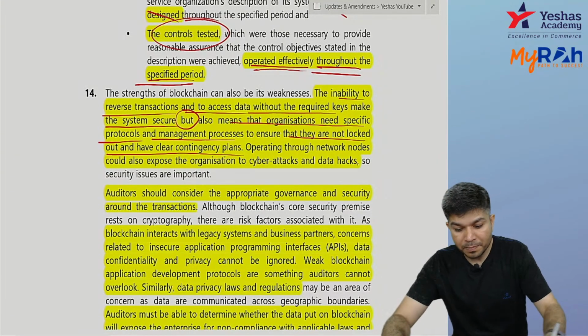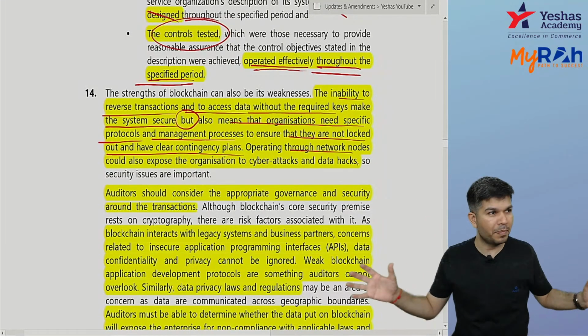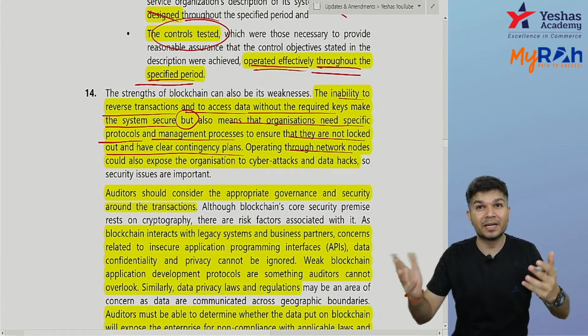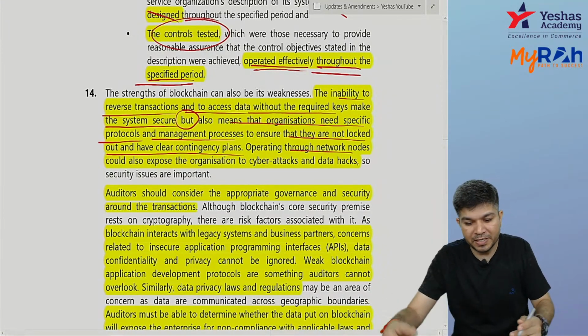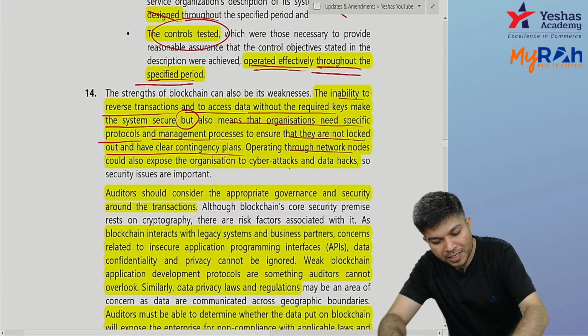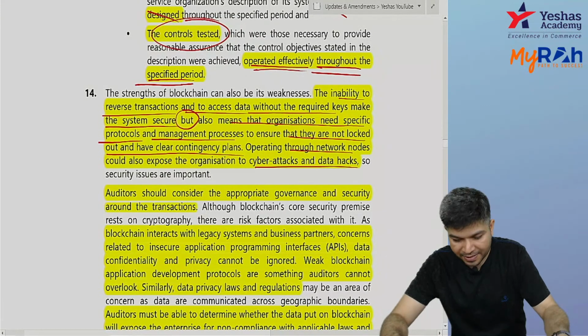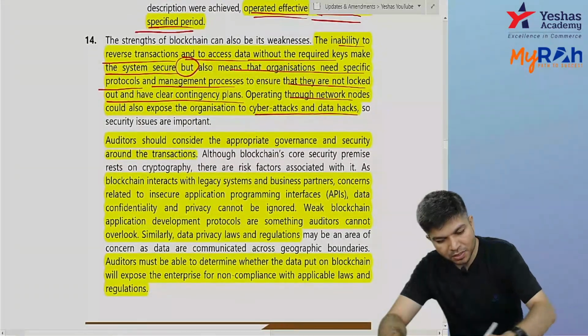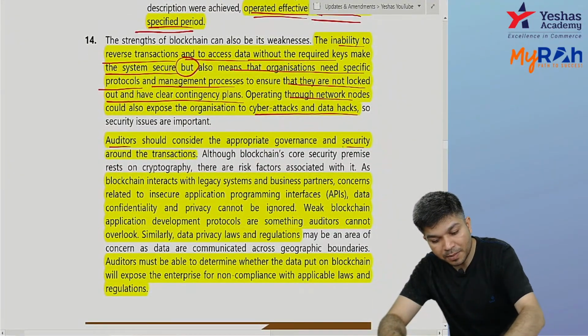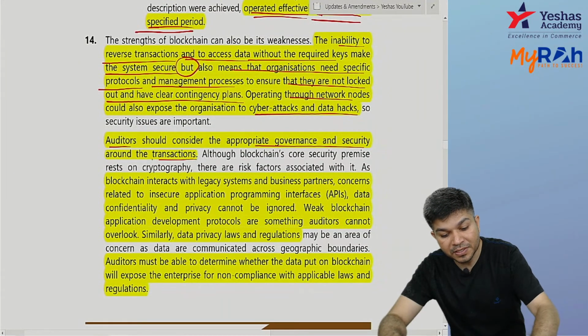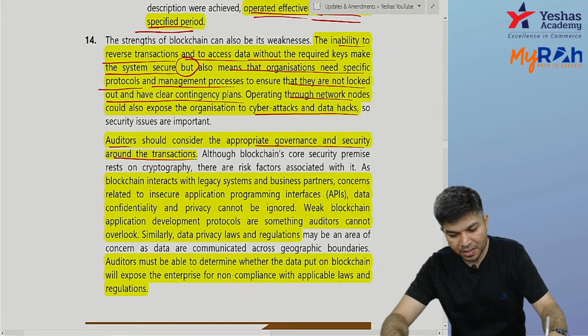Secondly, you're operating through network nodes. All participants will be joining and approving, so you're always operating through that network node. It exposes the organization to cyber attacks and data hacks. So the auditor should consider the appropriate governance and security around the transaction.